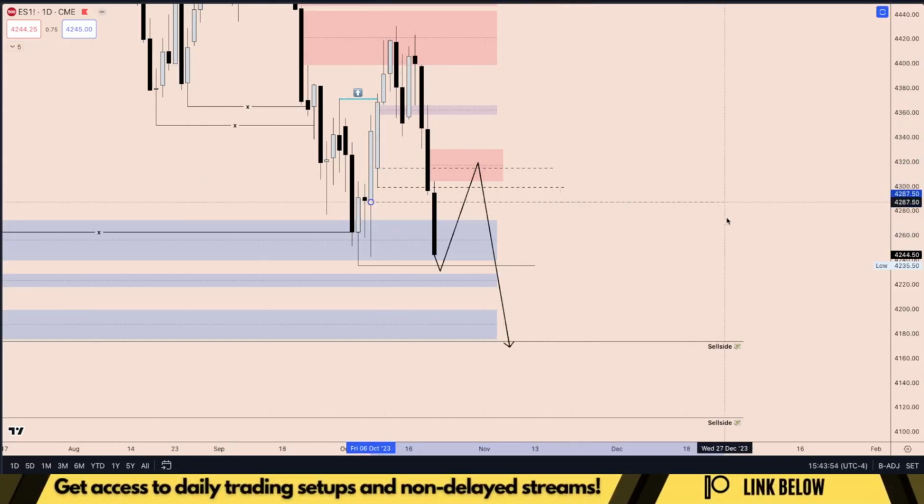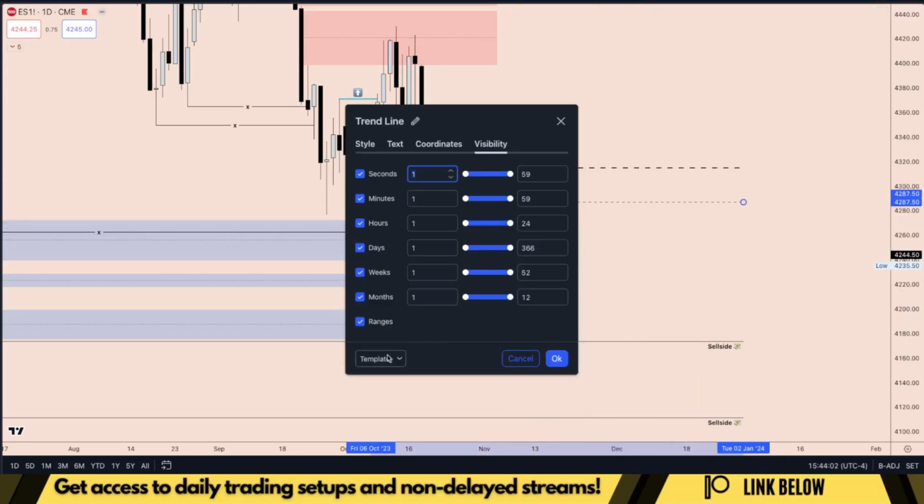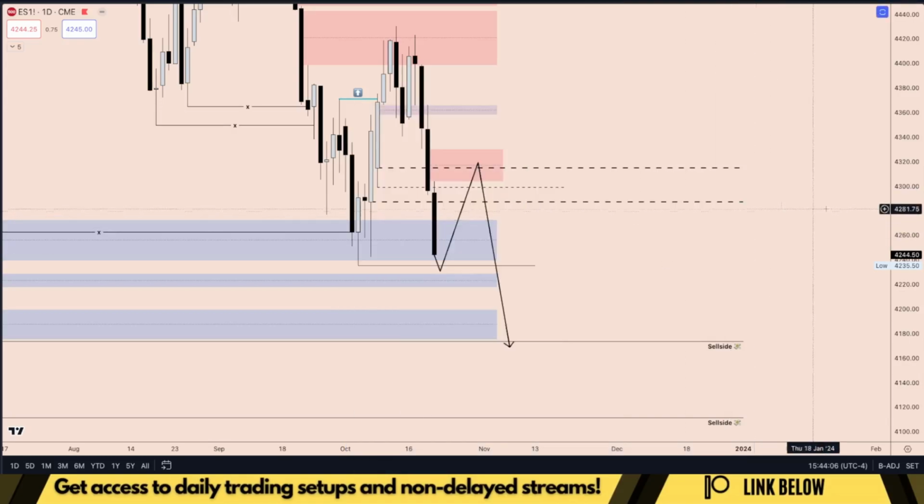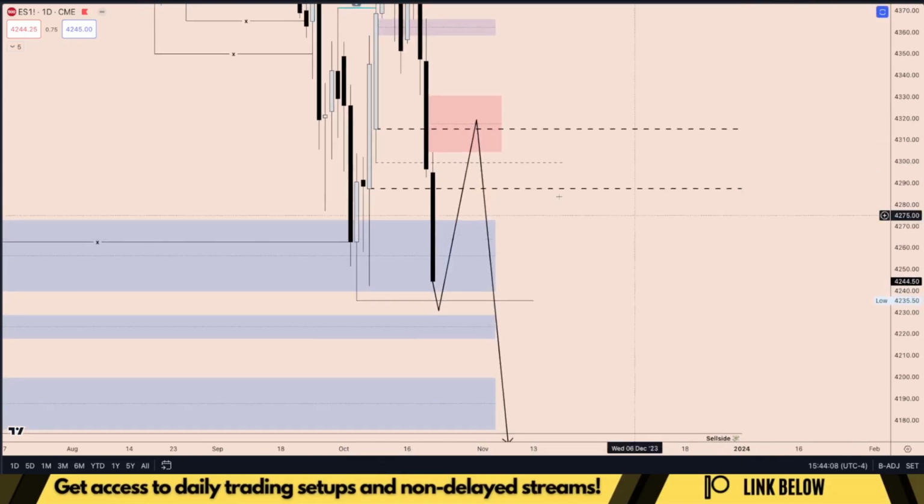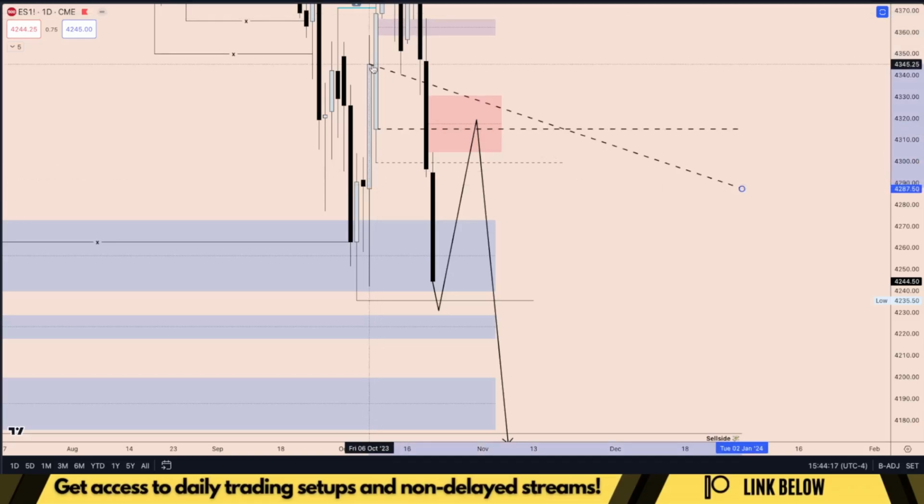Right here we have a new week opening gap. I'm going to be drawing this one in. New week opening gap. Template, new week opening gap. Done. And the 50% of that new week opening gap, is it right here? That's right here. We closed and we opened.